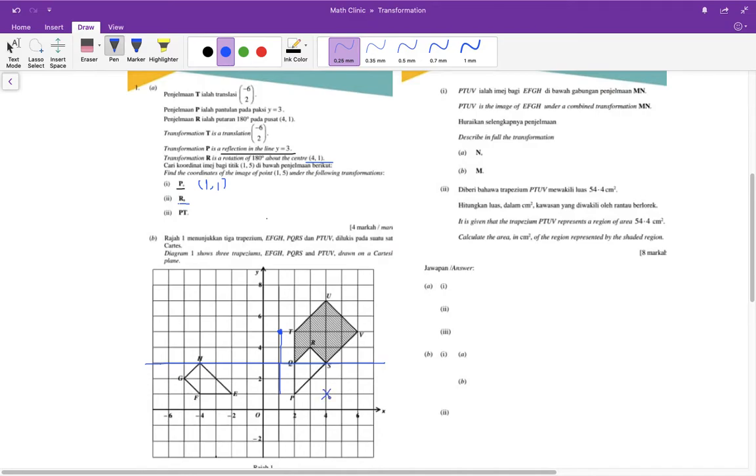Let's rub it first. This line we still need, because in the third question we still have transformation P, so I don't want to rub this line. So it's over here for the point, and then rotate it. You rotate 180 degrees, so it's basically on the opposite side.